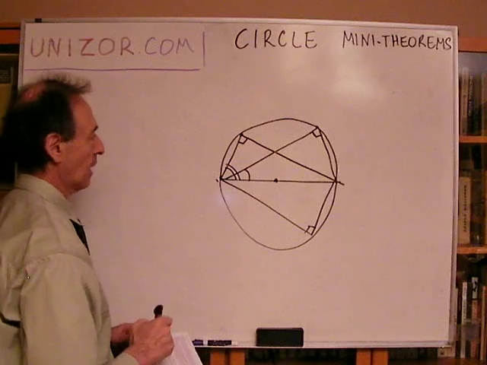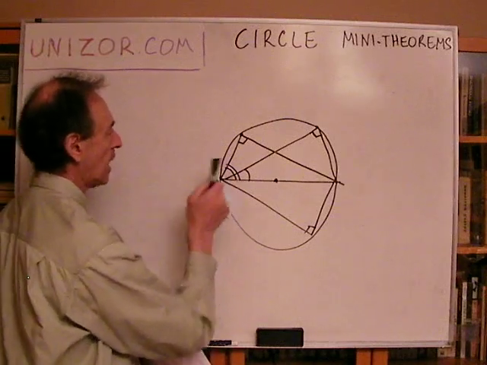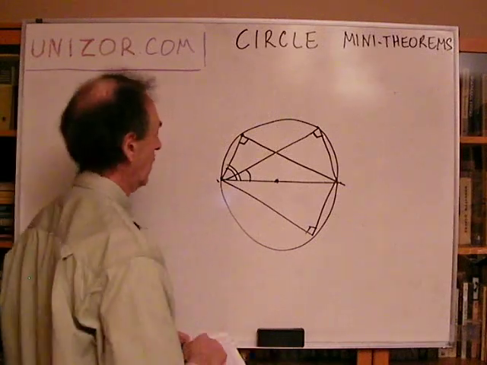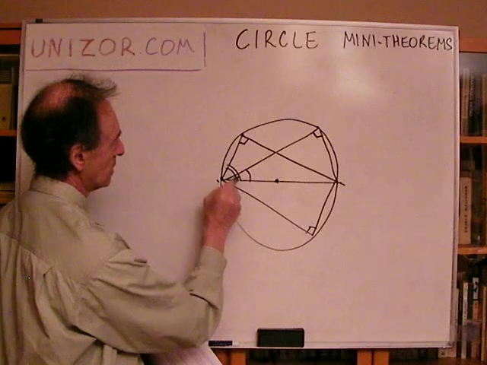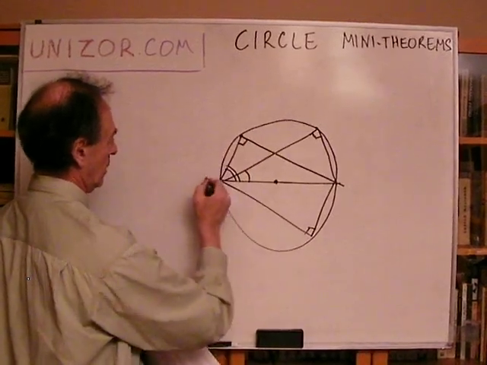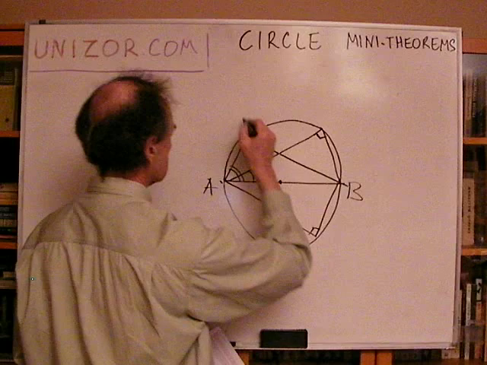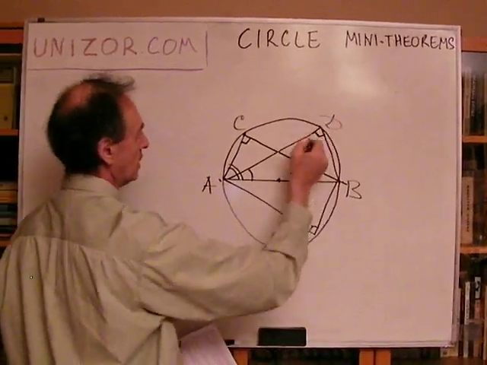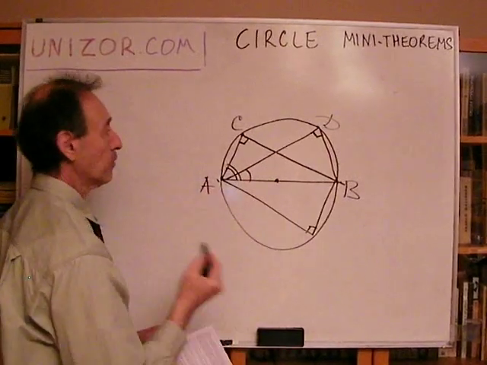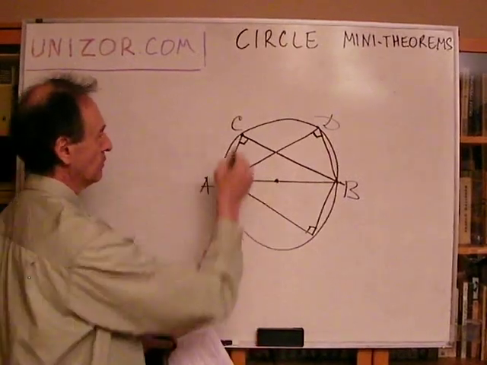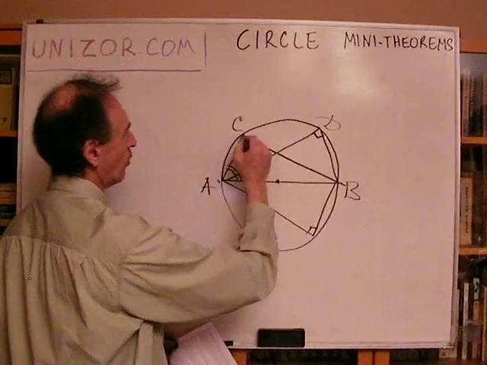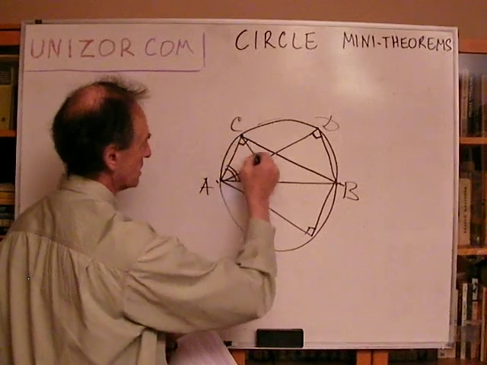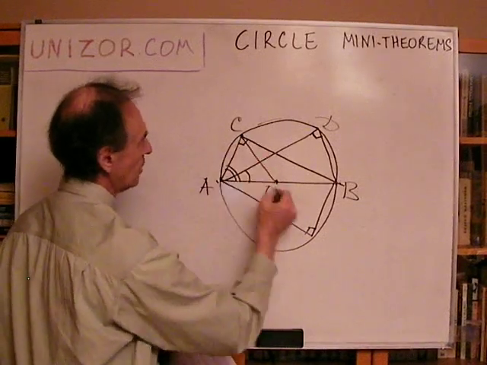How can I prove it? Very easy. Since any inscribed angle is half of the corresponding central angle, let's use letters now: inscribed angle CAB is greater than DAB. Now, what's the corresponding central angle? For CAB, which is supported by this arc, by this chord, the corresponding central angle is COB, right?